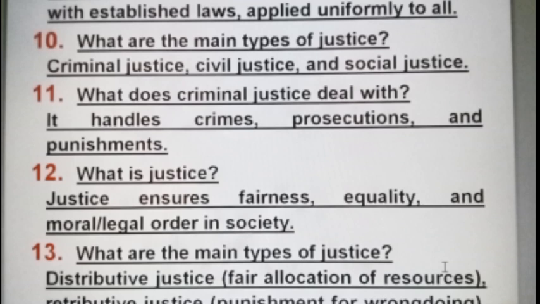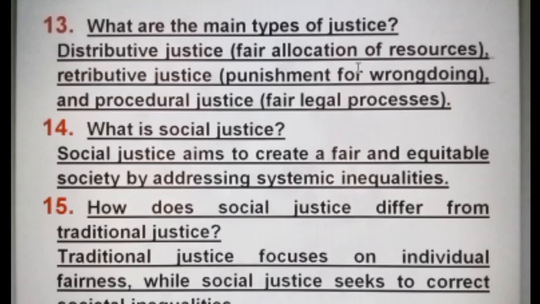What is justice? Justice ensures fairness, equality, and a moral or legal order in society. What are the main types of justice? Distributive justice, or fair allocation of resources. Retributive justice, that is punishment for wrongdoing, and procedural justice, that is fair legal processes.